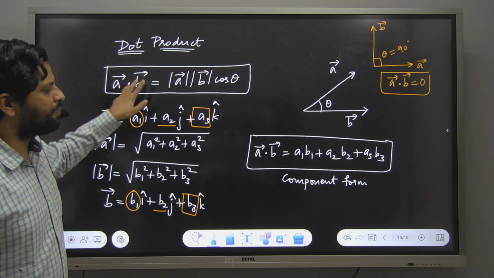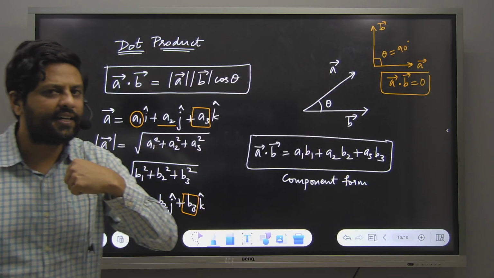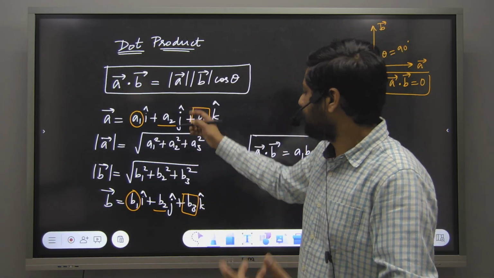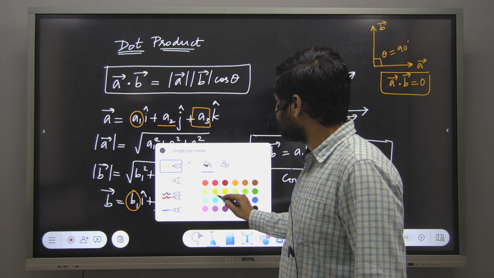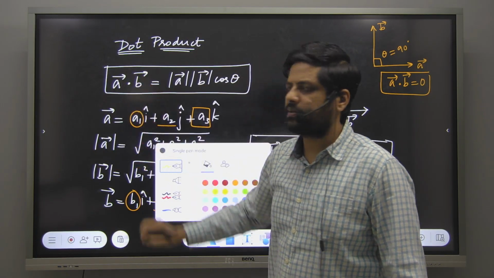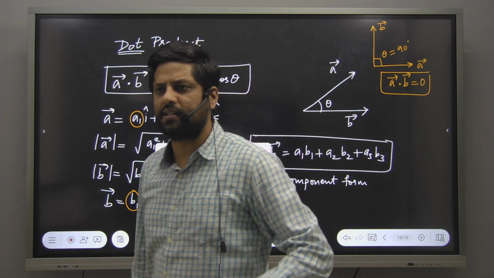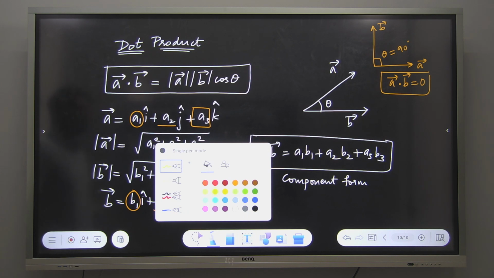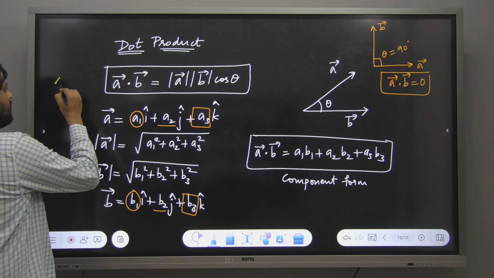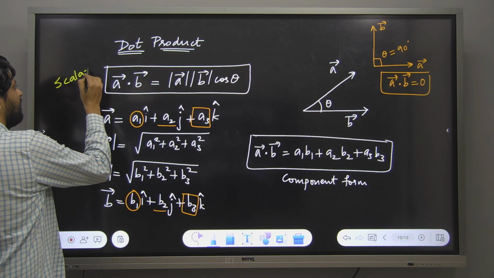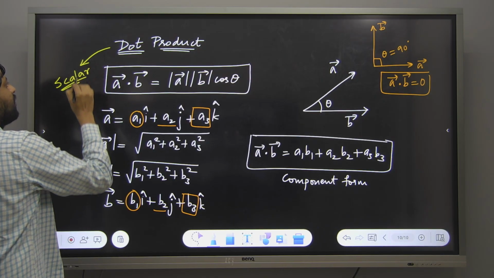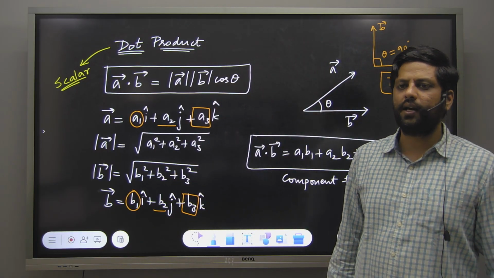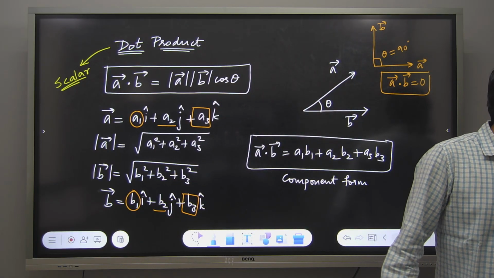Now, A dot B, I will get the final result of A dot B. So this A dot B, is it a scalar or a vector? What kind of final answer do we get? Scalar or vector? Scalar. It is going to be a scalar. Whenever you do dot product, very important, dot product is going to be a scalar. Okay?